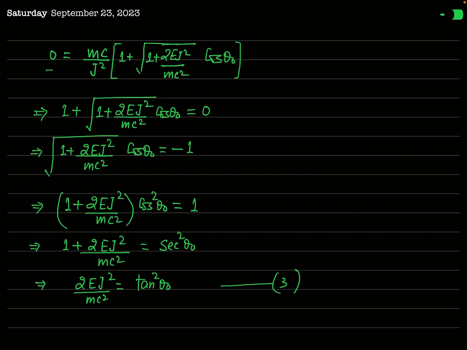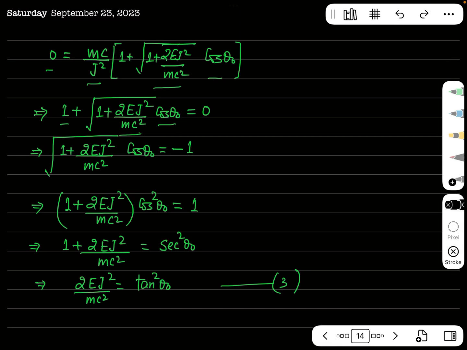You can see this becomes 0 equal to mc over j square times 1 plus a square root of 1 plus 2 ej square over mc square times cos theta naught. And so this bracketed term will be 0 because mc over j square is not 0. So this can be written as 1 plus a square root of 1 plus 2 ej square over mc square times cos theta naught is 0. And when you bring this 1 to the RHS, this will be a square root of 1 plus 2 ej square by mc square times cos theta naught equal to 0.